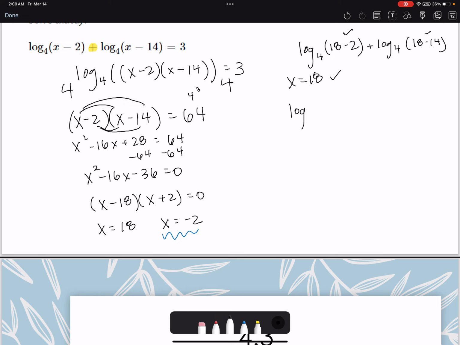And then we do log base 4 of negative 2 minus 2, and that would be not good because that would be log base 4 of negative 4, which is not allowed. So I'm going to put x equals negative 2 is an extraneous solution.